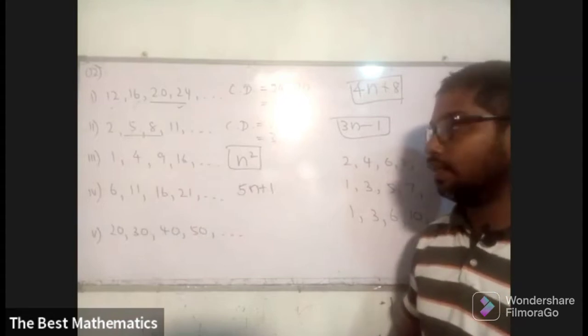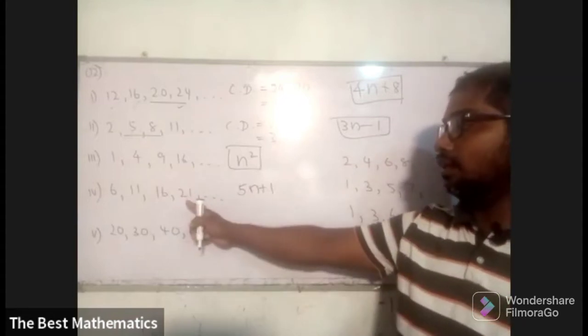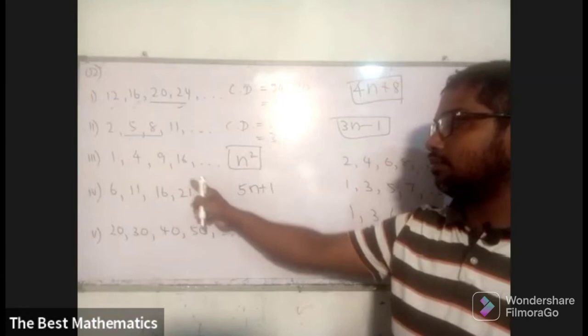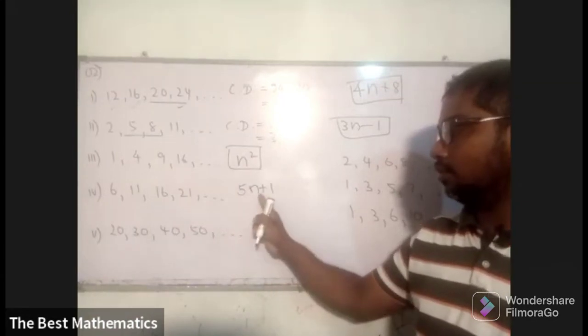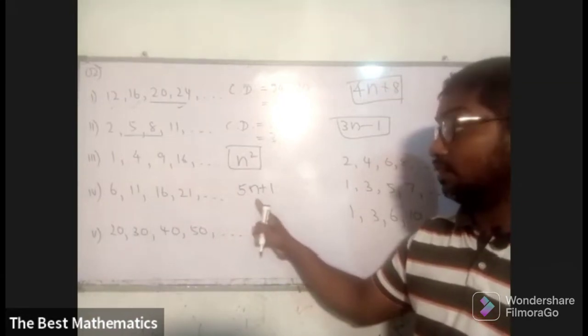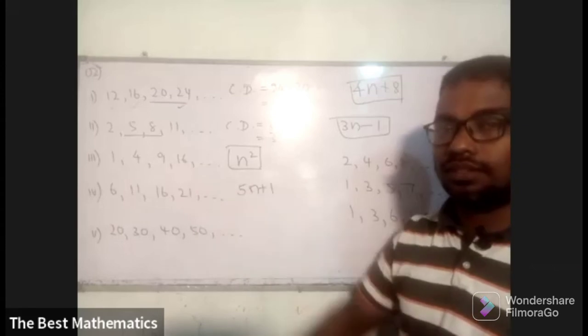5n plus 1. Let's check, will that give the fourth term? 5 times 4 plus 1. 5 times 4 is 20, plus 1 is 21. Yes, good.